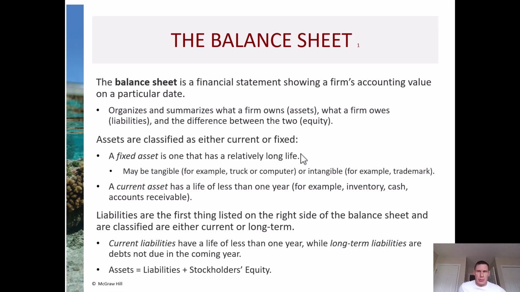So the first financial statement I want to talk about is called the balance sheet. This is a financial statement showing a firm's accounting value on a particular date. And notice it says accounting value. Doesn't mean like the market value, just showing the accounting value. So this organizes and summarizes what a firm owns, which we call assets, what a firm owes, which we call liabilities, and the difference between the two, which is basically equity. So we could think of equity as assets minus liabilities equals stockholders' equity.